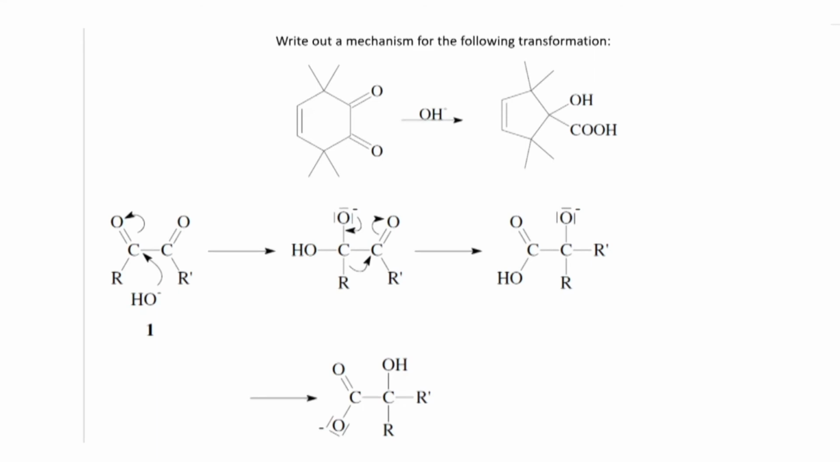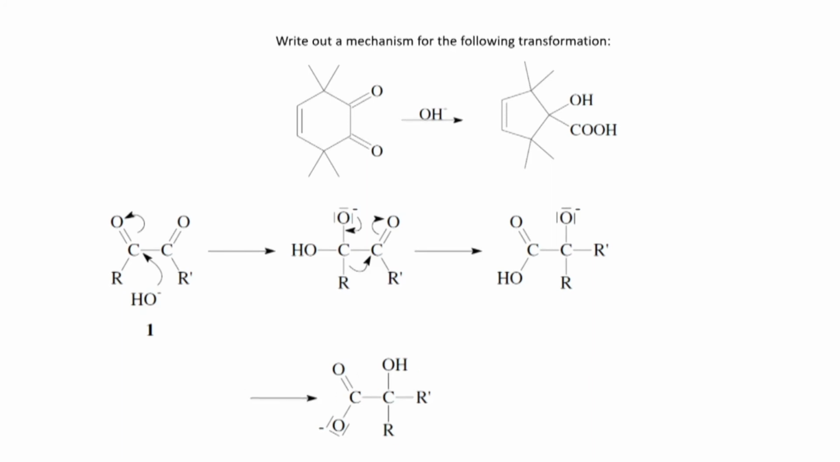Now, moving on to the next problem. The question here is to write out a mechanism for this reaction. So this reaction is again one we are quite familiar with. I'm just going to quickly go through the mechanism. So hydroxide ion attacks this carbonyl here and produces this tetrahedral intermediate, and collapse of the tetrahedral intermediate results in the migration of this R group here, and it produces an alcohol and a carboxylic acid, which then, by transfer of a proton, gives you carboxylate and this alcohol.